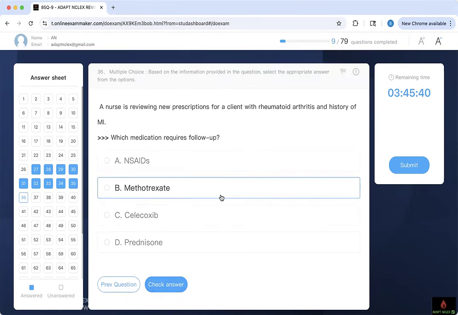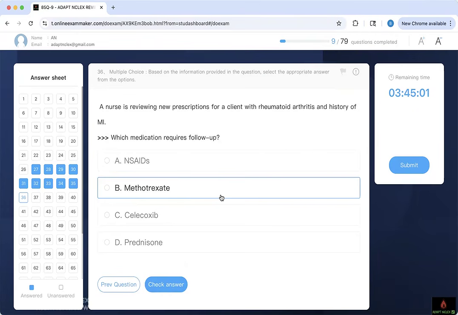A nurse is reviewing a new prescription for a client with rheumatoid arthritis and a history of heart attack. Which medication requires follow-up? That means you should not take it if he has a heart attack. It can be used for rheumatoid arthritis, but it can complicate heart problems. That's what he's asking you. I'm giving you the key concept, how to break down the question. Write it on your own so that you can hone it. Require follow-up means, should I take an NSAID if you have rheumatoid arthritis and MI: methotrexate, celecoxib, prednisone?